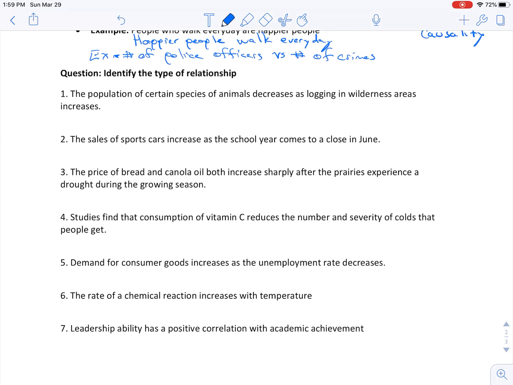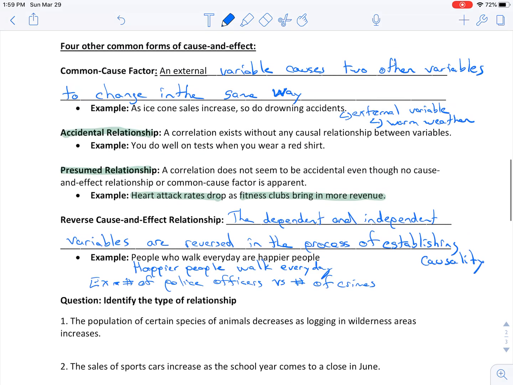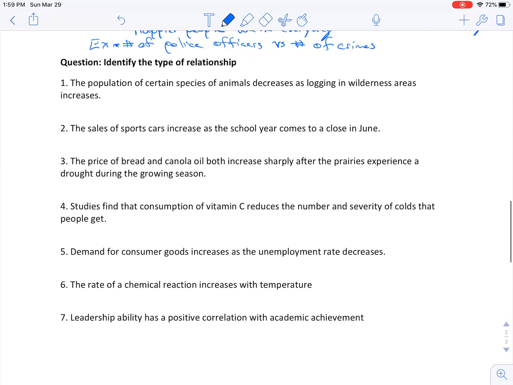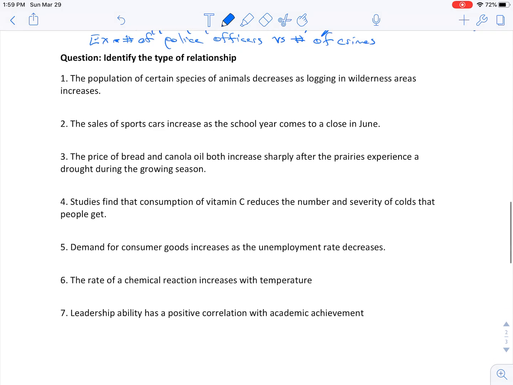So what I'd like you to do, I would pause the video, and I want you to read through these examples and see if you can come up with, are these cause and effect? So you're basically classifying or identifying the type of relationship. Are they accidental? Are they presumed? Are they common cause? Or are they reverse cause and effect relationship? So if I were you, I would pause the video right now and then check your answers.